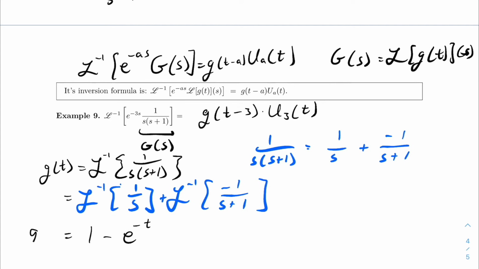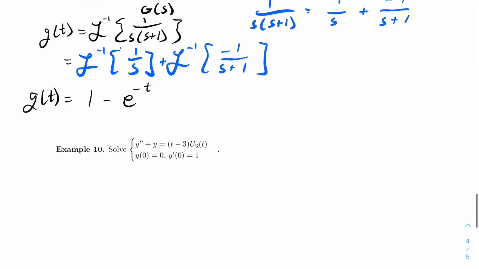So this is little g of t. Then g of t minus 3, returning to our problem at hand, is 1 minus e to the negative t minus 3. Boom. All right, so that's how we do that one.